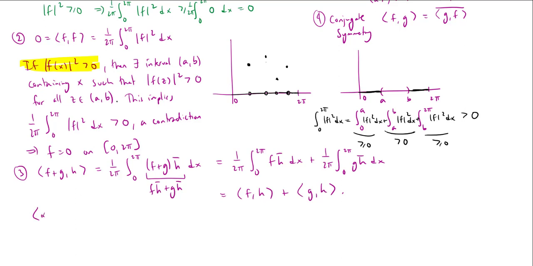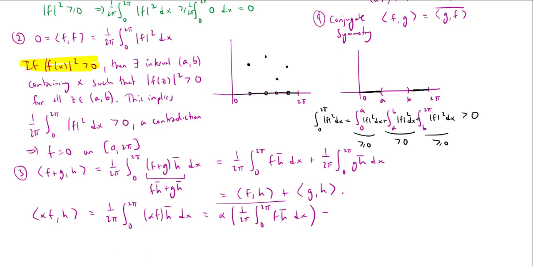All right, now what if I had multiplied by a constant? Well, now I have 1 over 2 pi, the integral from 0 to 2 pi of alpha f h bar. But of course, I can just take this alpha and pull it all the way outside the integral. Write this as alpha times, I'll just put parentheses here, 1 over 2 pi, the integral from 0 to 2 pi, f h bar dx. And of course, this is just now alpha times f comma h. So we're really just using actually the linearity of the integral.